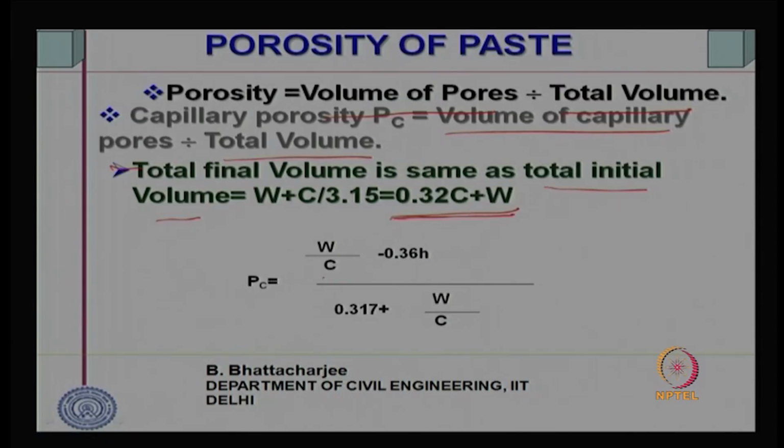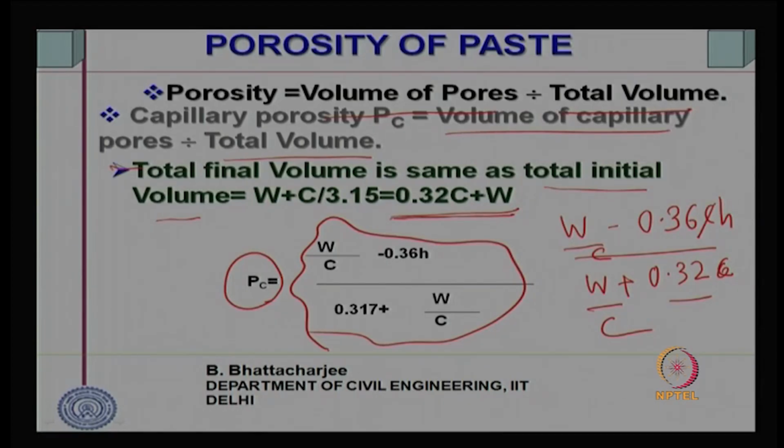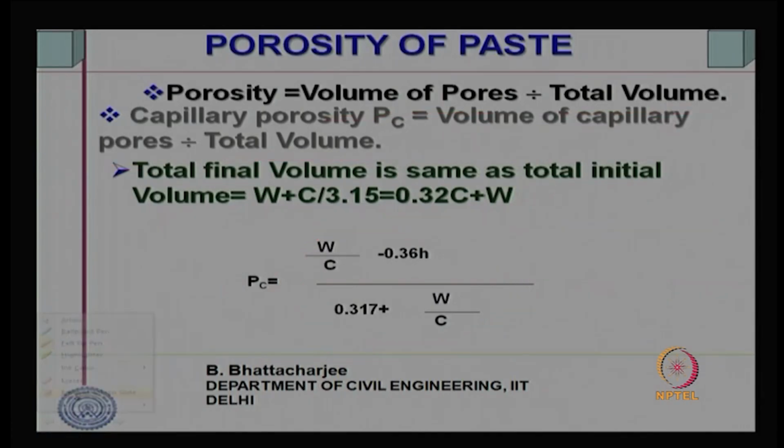and therefore, capillary porosity will be W minus 0.36 CH divided by W plus 0.32 C. If I divide both sides by C, the C will cancel out, and I will have W by C plus 0.32 in the denominator. So, you can see that capillary porosity is given by this formula. All right. Similarly, I can find out the gel porosity.